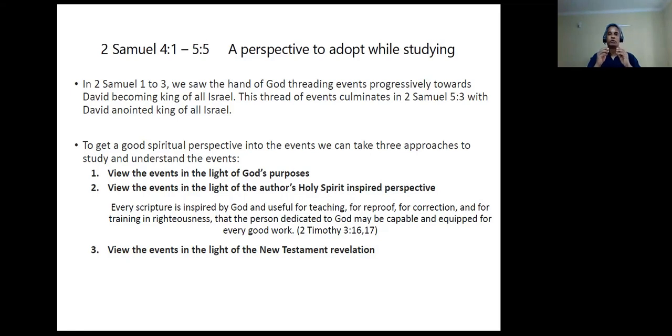The third is to view the events in the light of the New Testament revelation. The Old Testament is best understood in the light of the New Testament revelation, because it's all culminating to Jesus and salvation, right? So always look, and the Bible, we can be sure, is consistent. So always look at the events in the light of what the New Testament has to reveal further to us about the specific events and whatever we are learning about. What additional revelation does it give us? Okay. So we'll try to adopt these three principles in our study today.